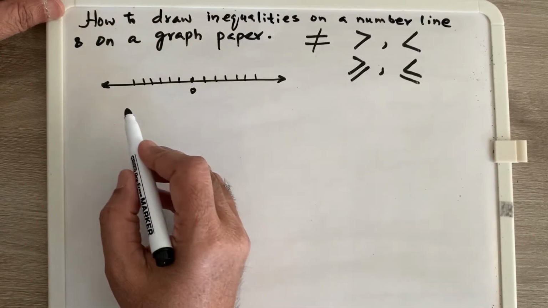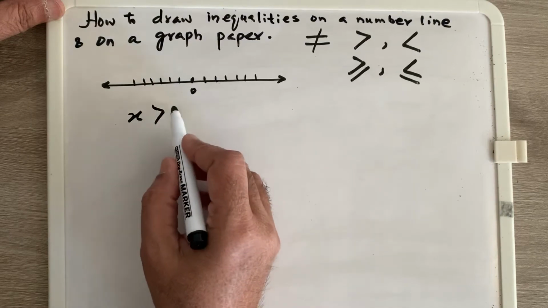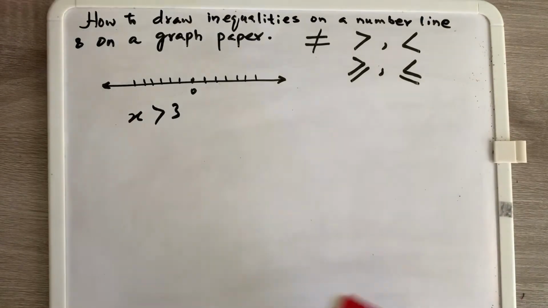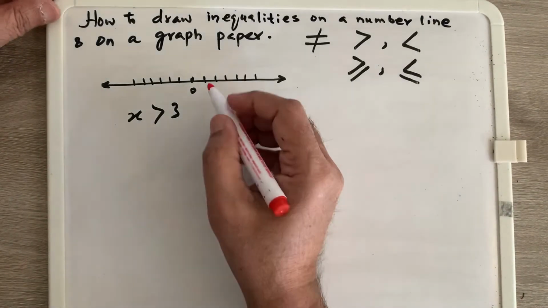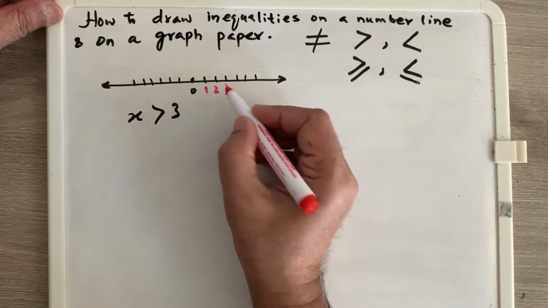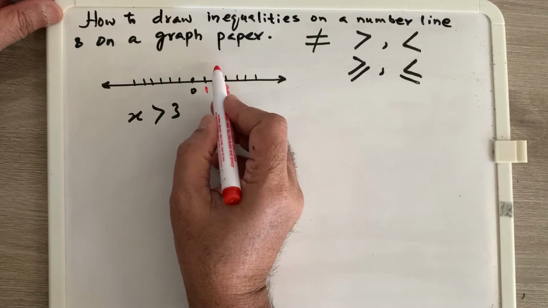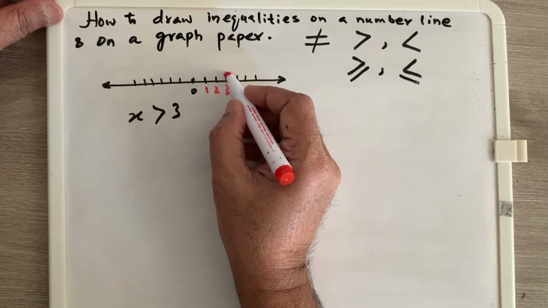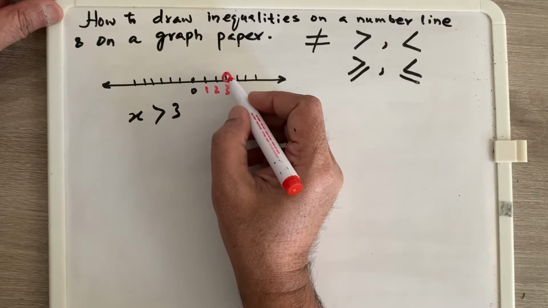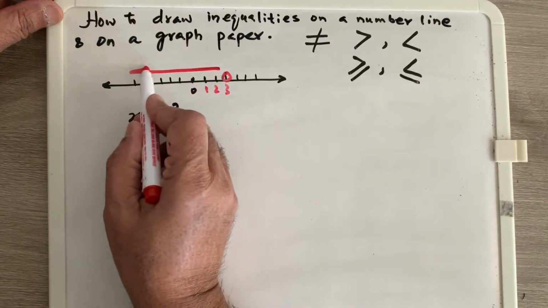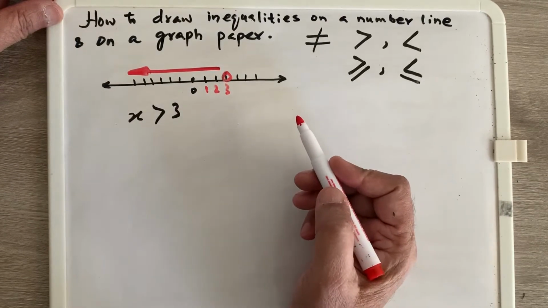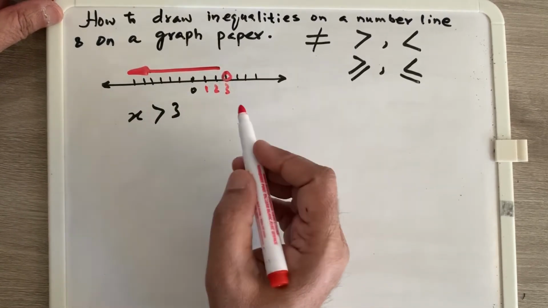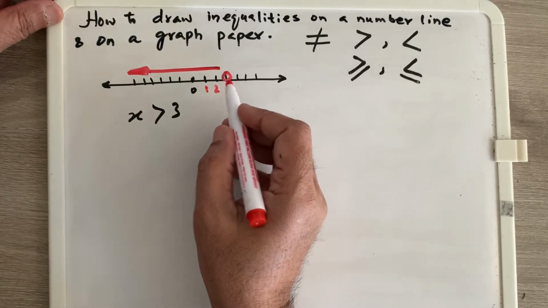So if my expression is x is greater than 3, I can show you with another marker. Where is my 3? 1, 2, 3. So x is greater than 3 means all those numbers on this side. How do we represent it? With an open dot. That means this 3 is not included, but everything greater than 3 is included. The same for less than: for less than or greater than, we have to have an open dot.